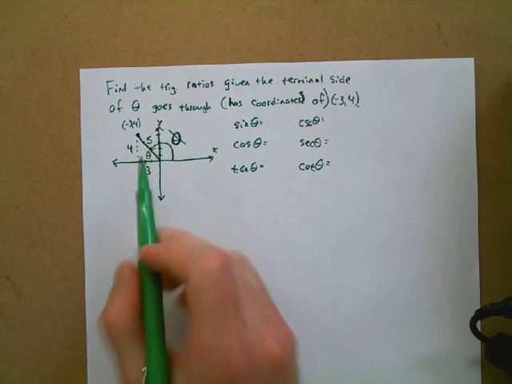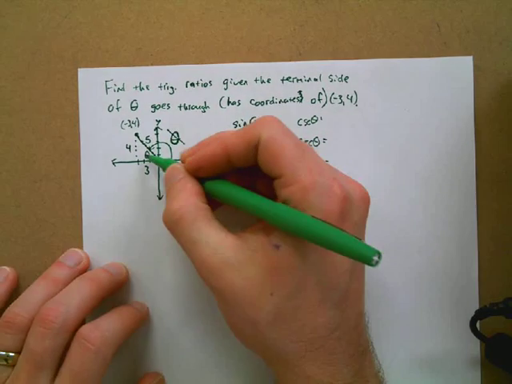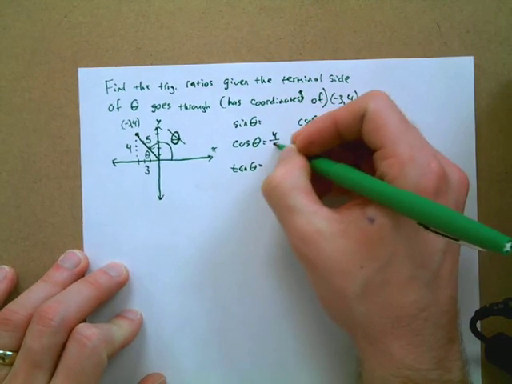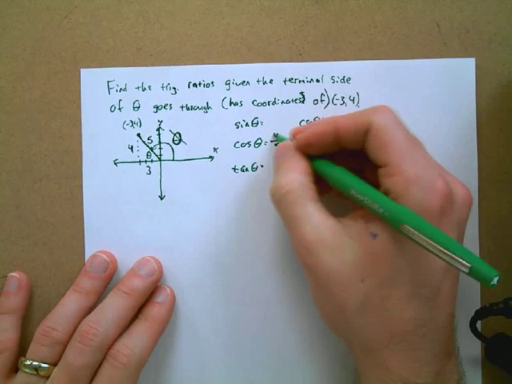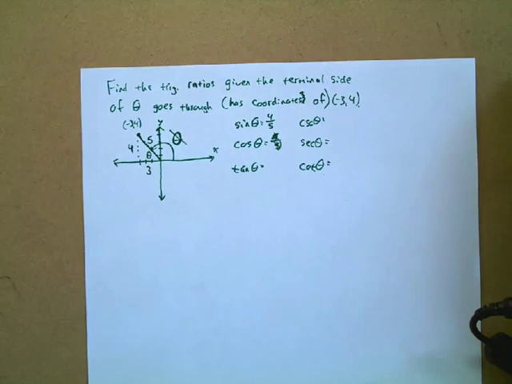What's cosine of theta going to be? Yep, 3/5. Okay, what will tangent be? Anybody? 4/3. That's right. And then cosecant, secant, and cotangent will just be their reciprocals. So 5/4, 5/3, and 3/4.